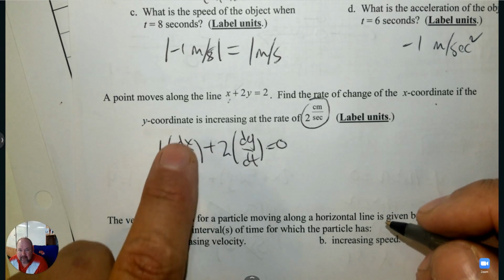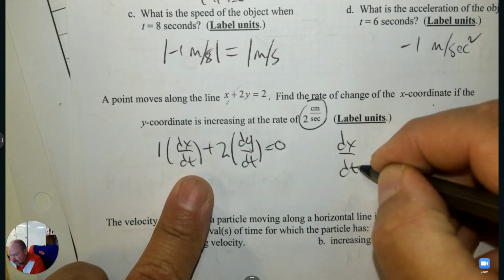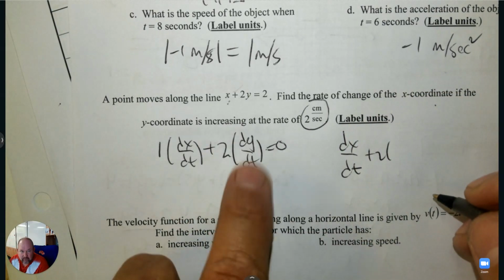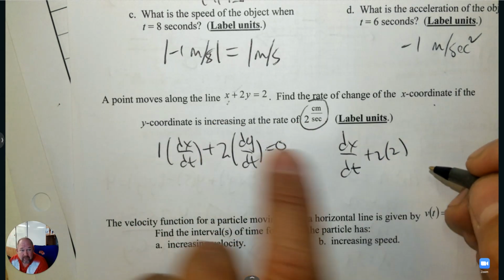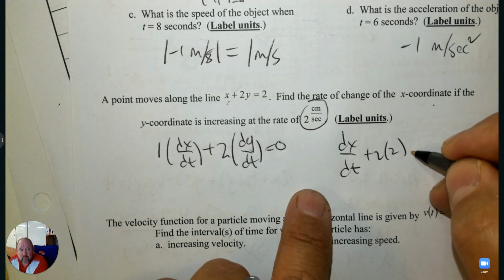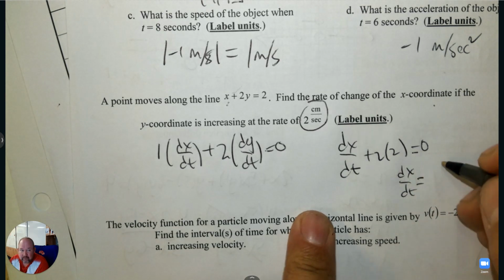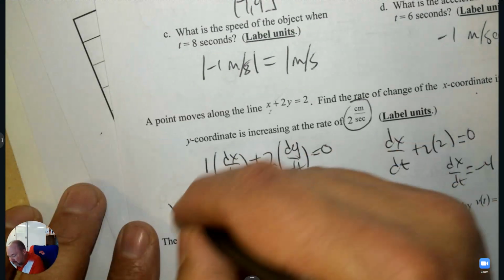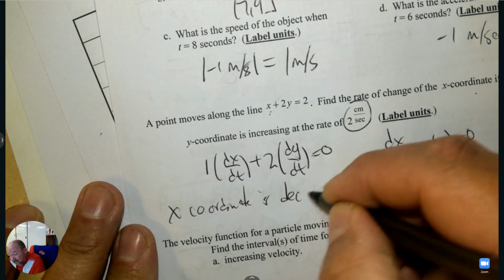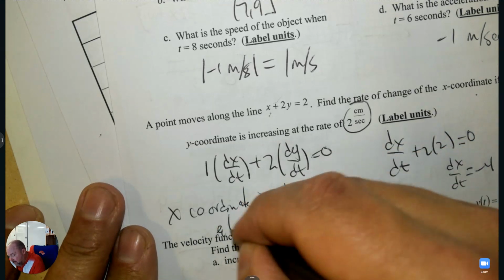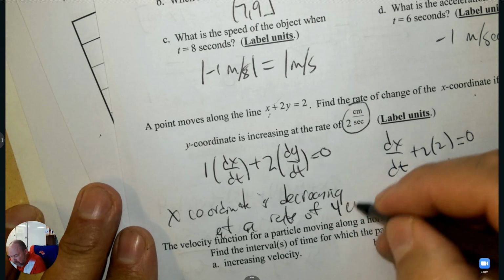So how fast is x moving? That's what I'm looking for. So 1 times this is just dx by dt. How fast is y moving at 2 centimeters per second? So it's, and it's increasing. If that said decreasing, it would be negative 2. And that's it. There's no other numbers to plug in. So how fast is x moving? And the answer is x is decreasing, right? Because it's negative. At what rate? At a rate of 4 centimeters per second.